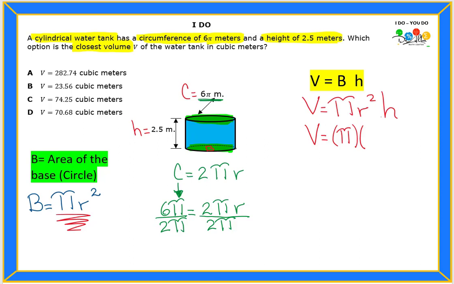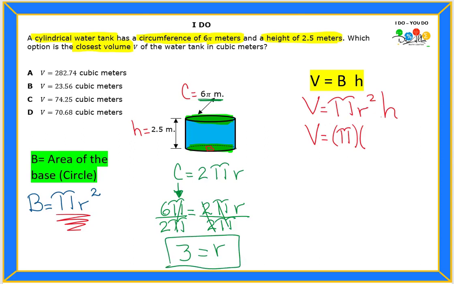Now remember, the reason why I'm dividing by 2 pi is because 2 is multiplying pi, and pi is also multiplying the r. It's a multiplication. The opposite of multiplying is dividing. Okay, so my pi divided by pi cancels. 2 divided by 2 is 1, which actually leaves r by itself. And 6 pi divided by 2 pi, think about it from this perspective. Pi divided by pi cancels or gives me a 1. And 6 divided by 2 is 3. So this is my radius.